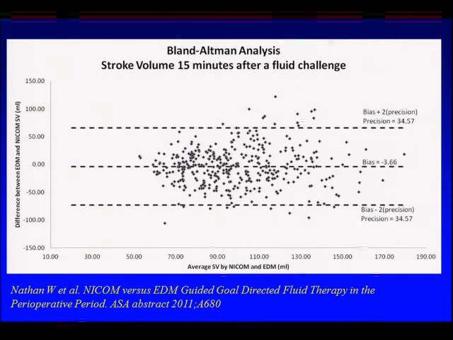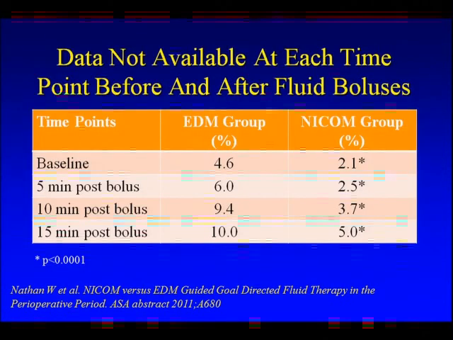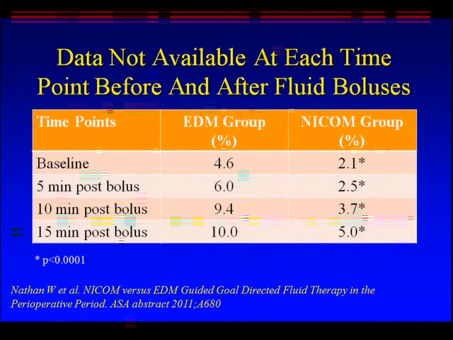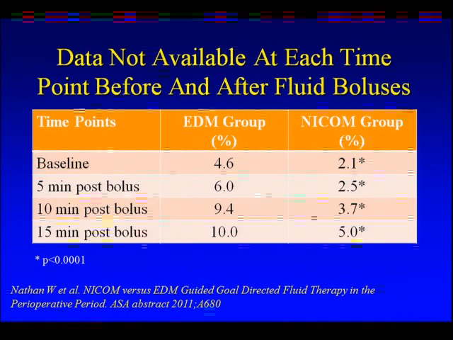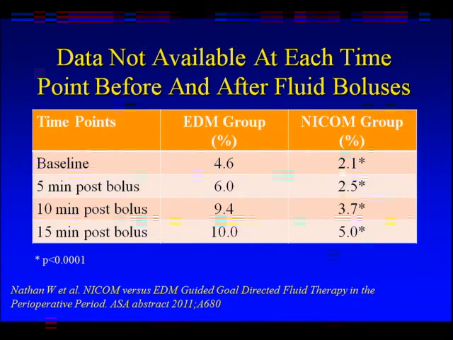This is the classic Bland-Altman analysis comparing the NICOM versus the esophageal Doppler. As you can see, it's fairly comparable. Most of the points are within 2 standard deviations. And interestingly, when you compare NICOM with the esophageal Doppler, there are about twice as many data points that were missing in the esophageal Doppler.